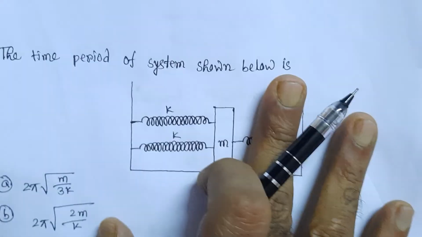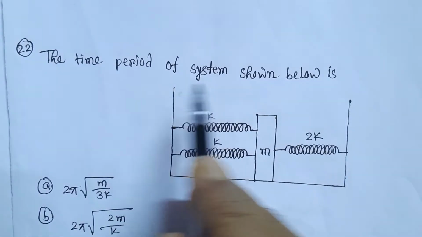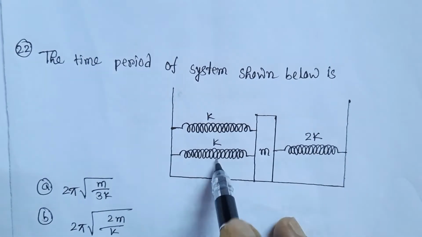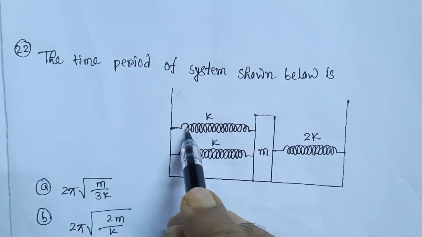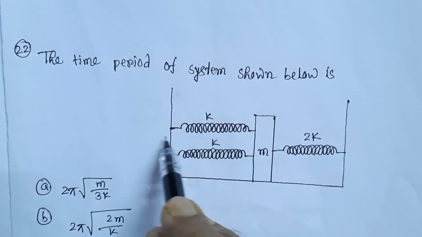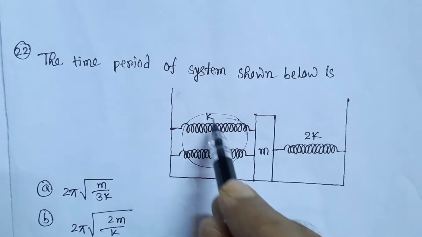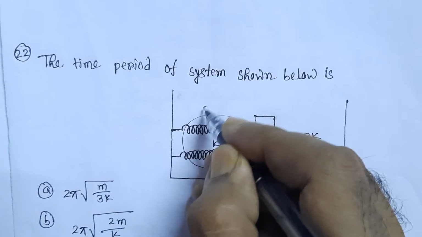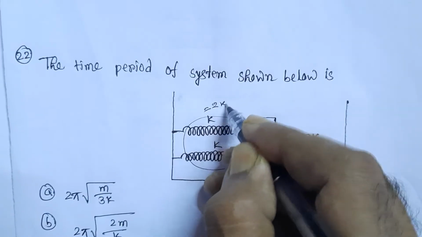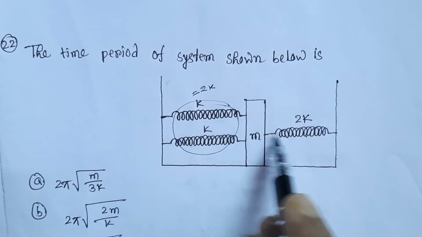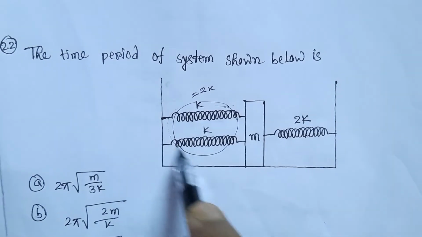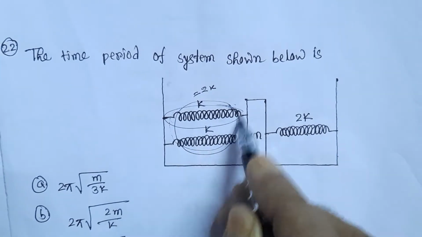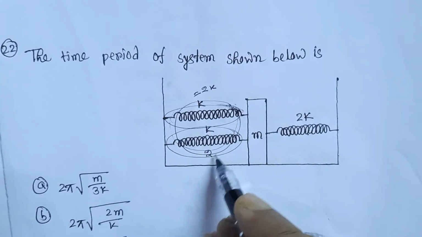Now, the time period of the system shown below. There are 3 springs having force constants K, K and twice K respectively. The first 2 springs are in parallel combination, so the coupled vibration will give the force constant of the equivalent spring as twice K. Now, both the springs will vibrate. The equivalent spring of K and K force constant is twice K. So, you may replace this by one spring of force constant twice K.